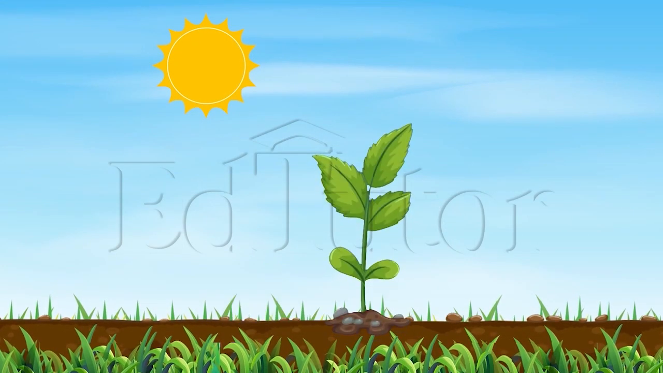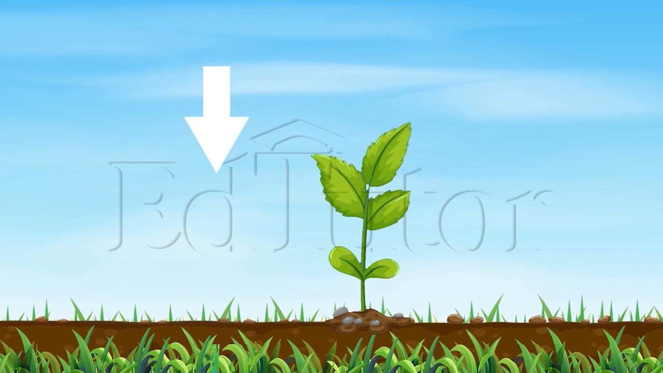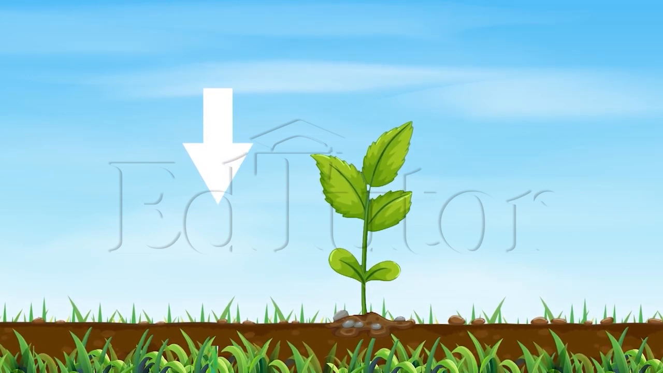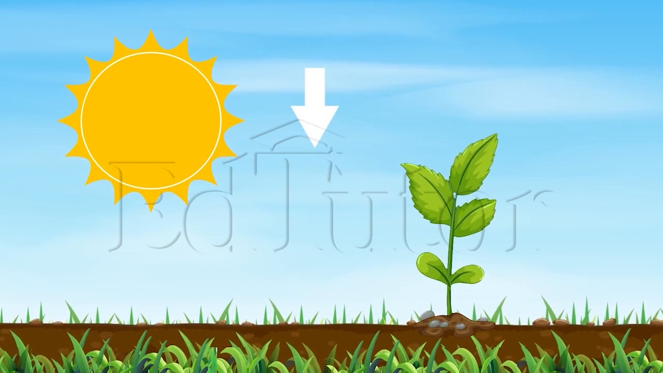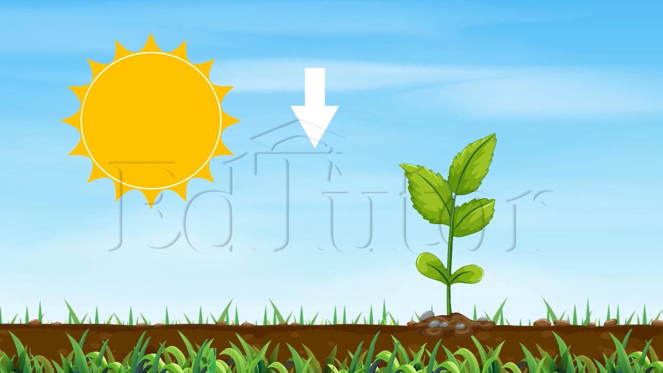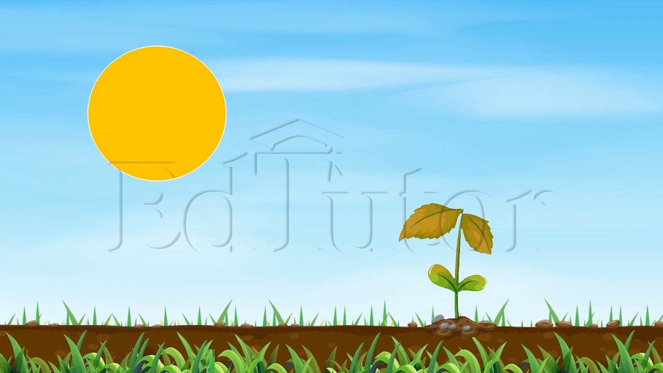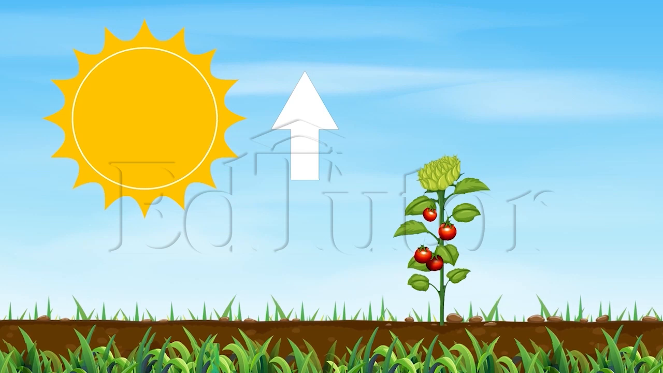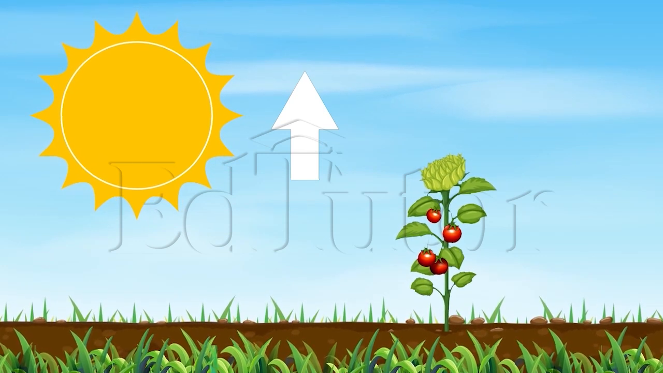What effect do you think low light intensity will have on photosynthesis? For those of you who said it lowers the rate of photosynthesis, you are right. As light intensity decreases, so does the rate of photosynthesis. In the same way, the rate of photosynthesis increases as the light intensity increases. However, at a much higher light intensity, the rate of photosynthesis becomes constant.